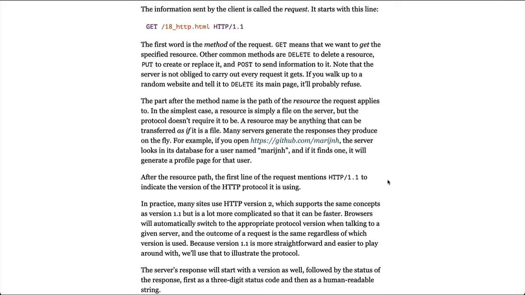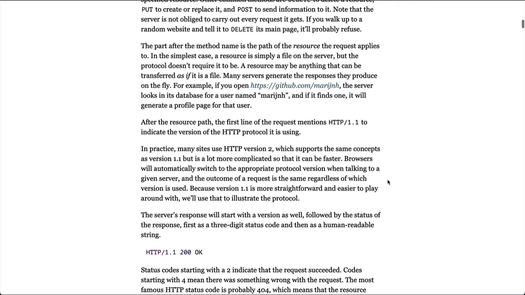The information sent by the client is called the request. It starts with this line. The first word is the method of the request. GET means we want to get the specified resource. Other common methods are DELETE to delete the resource, PUT to create or replace it, and POST to send information to it. Note that the server is not obligated to carry out every request it gets. If you walk up to a random website and tell it to delete its main page, it'll probably refuse.